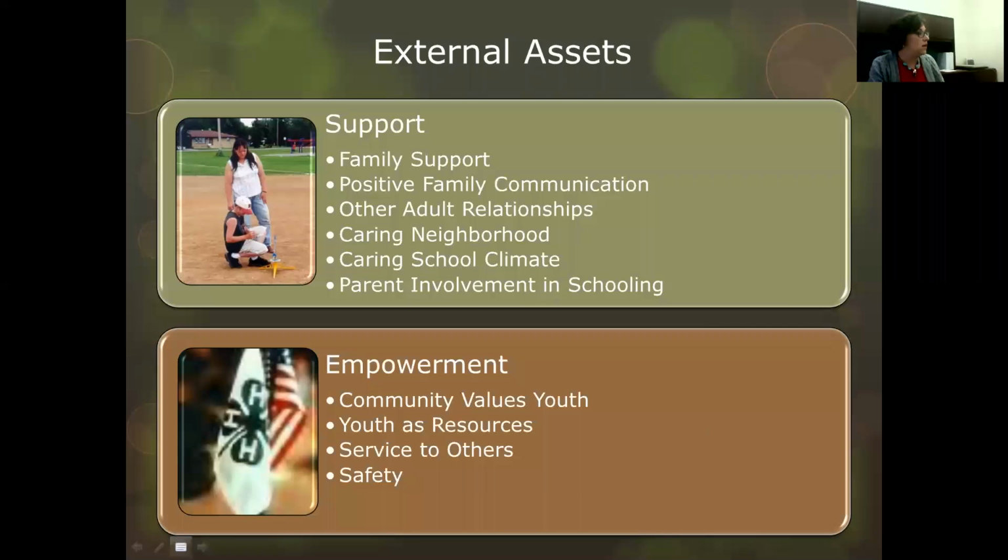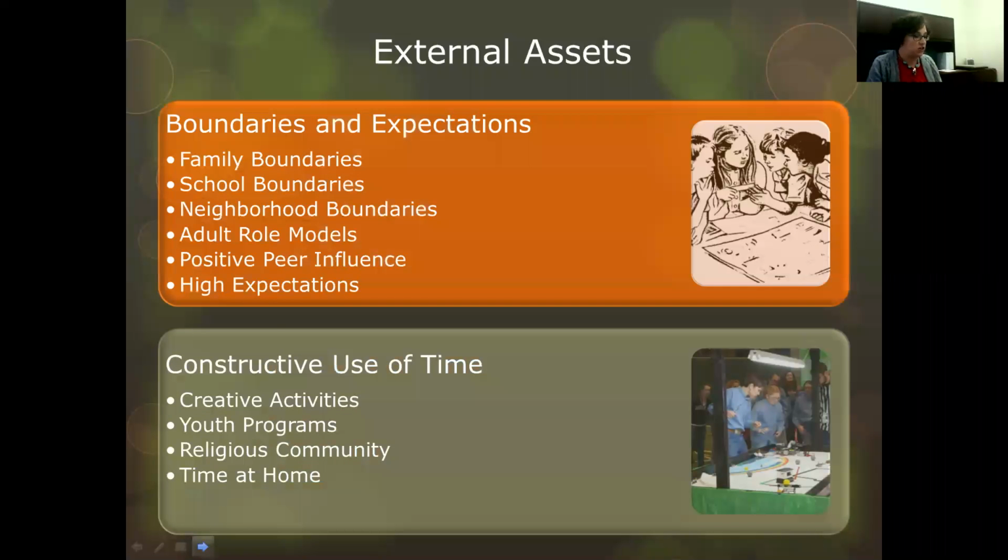The next one is boundaries and expectations. So, we think about all ages of kids, and all ages of kids want boundaries. They really do. They may say that they don't, but they really truly do. So family boundaries, that there are clear expectations and consequences, and that somebody is monitoring where that young person is. That the school has boundaries. There are clear rules and consequences.